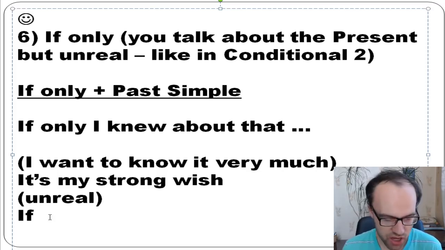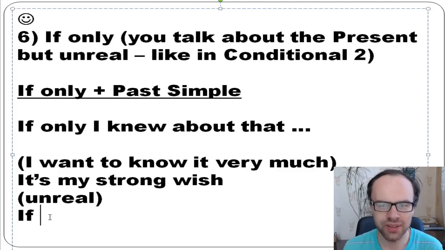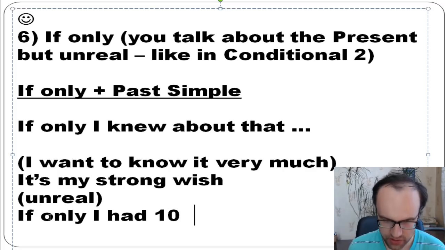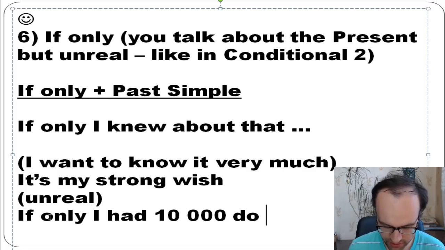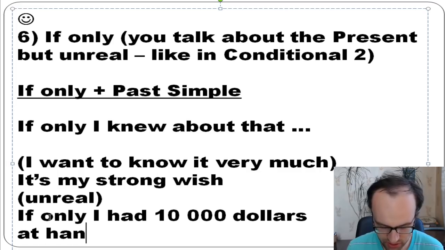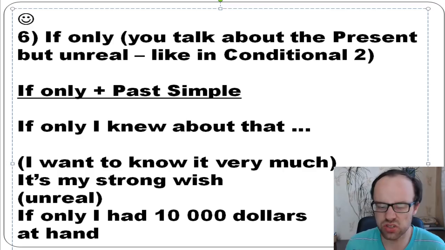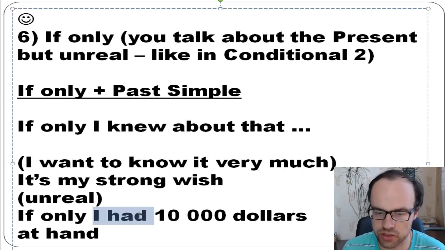$10,000. Yeah, now, and you can say if only I had $10,000 at hand, for example. But you don't have it at hand. Maybe you need to borrow this money, and so you say if only I had $10,000 at hand. It means it's about the present because we use past simple.